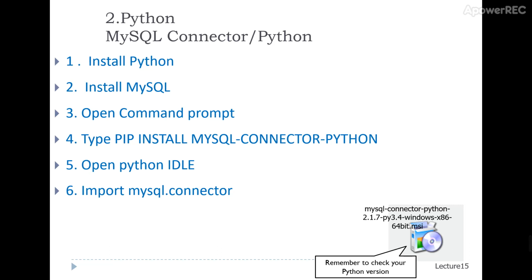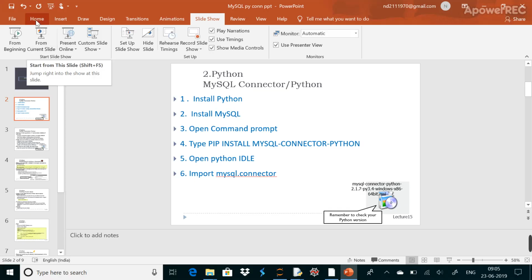Now when you install this MySQL connector Python, your internet should be connected. So you will see that it will install and it will show the message. Now we will open Python IDLE and then we will start typing the code. The first code will be import mysql.connector.